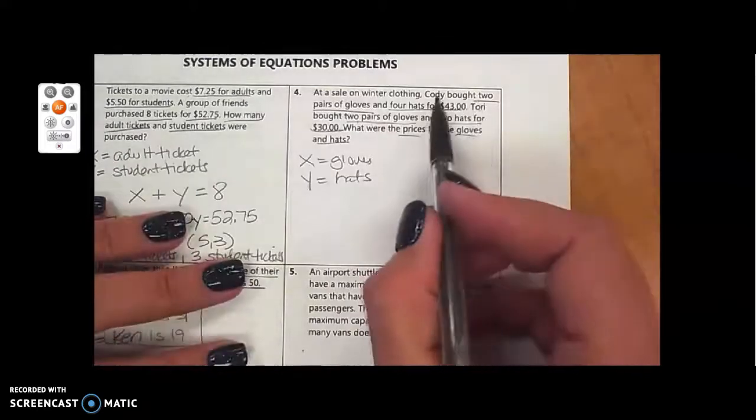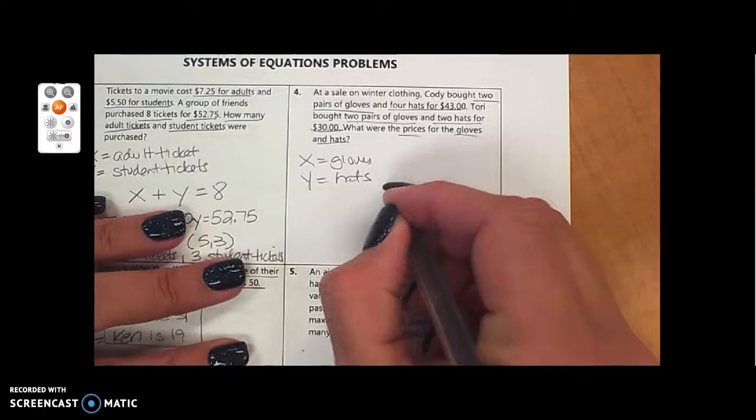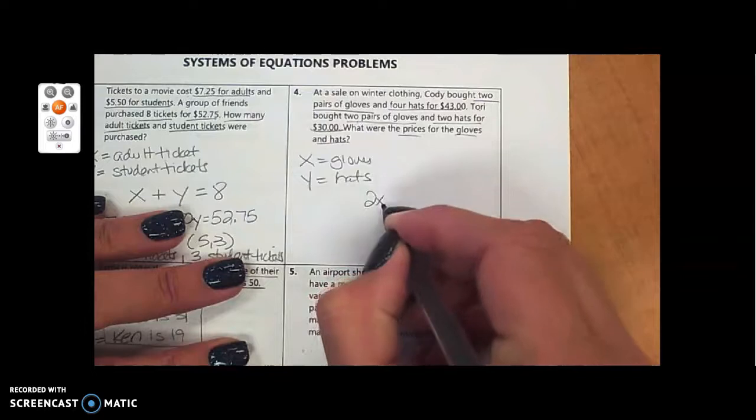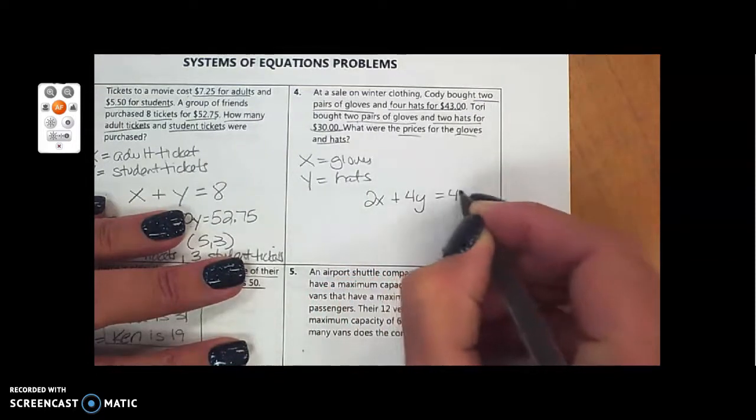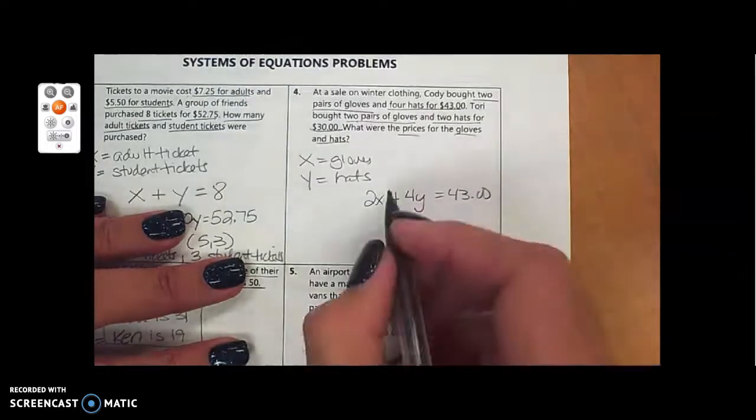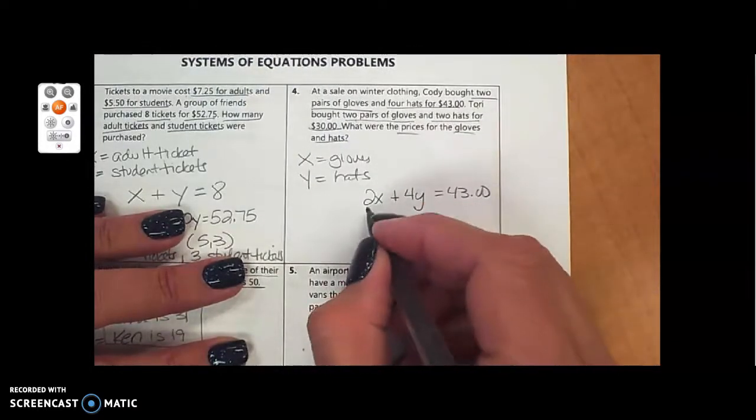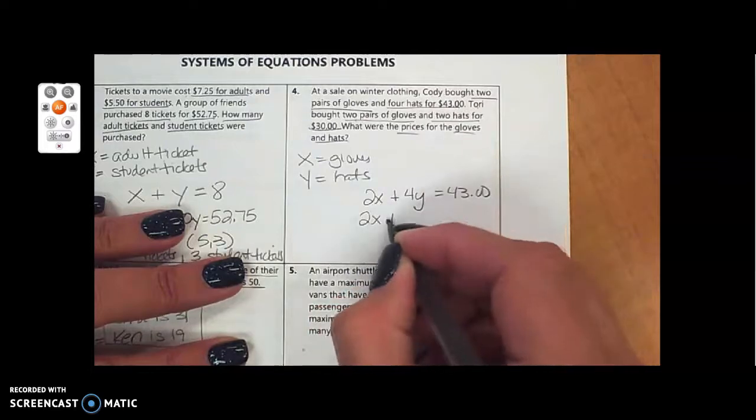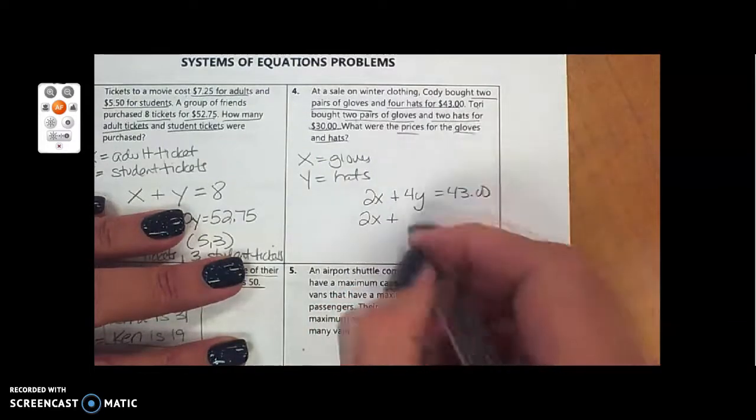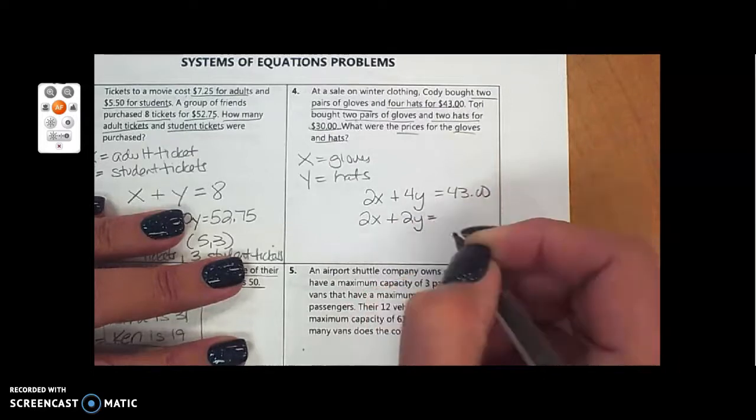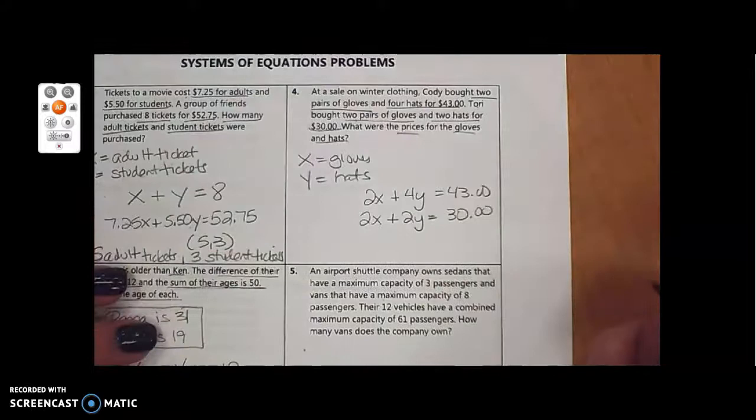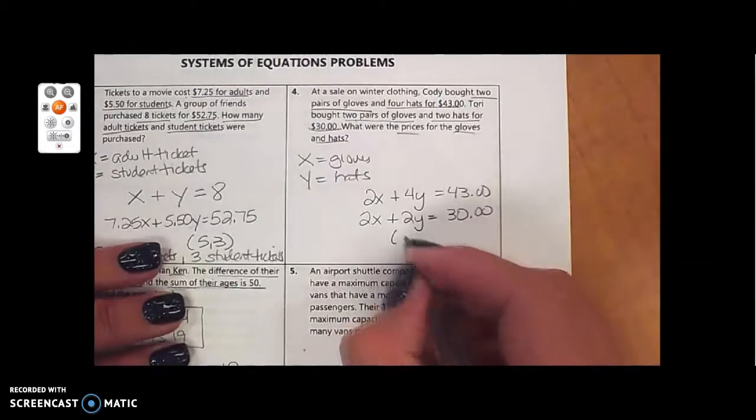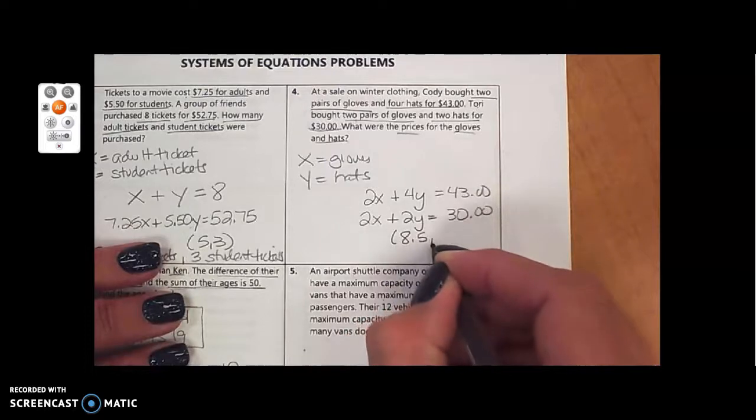The one scenario is what Cody bought. He bought 2 pairs of gloves, so 2X, plus 4 hats, 4Y, and he spent $43. Tori bought 2 pairs of gloves, so 2X also, plus she bought 2 hats, so 2Y, and she spent $30. I'm not going to go to Desmos, but you can hit pause right now and put it in there. When you do that, you'll get 8.5 and 6.5.